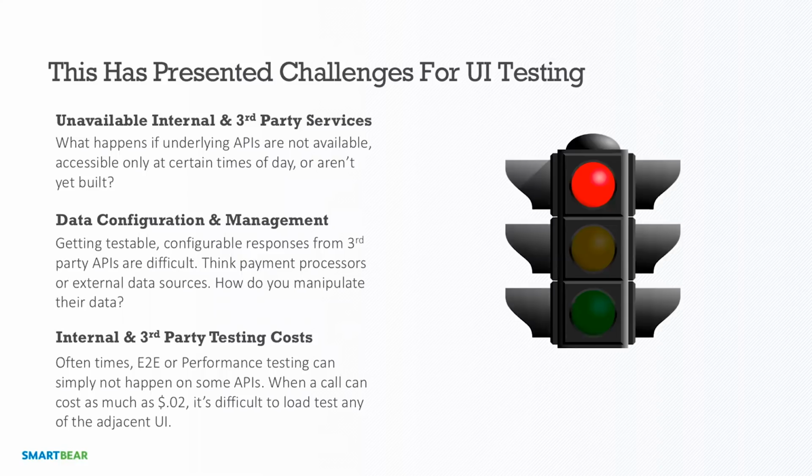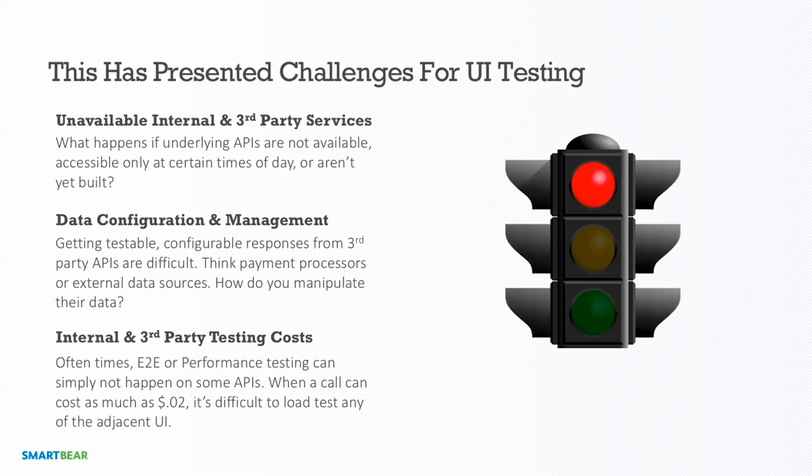That keeps us from being able to test that UI, even if just one piece of the API is missing. Let's say a UI has 10 different APIs making it up. If we're missing just one, that UI is not going to look right. Our UI functional tests are going to fail. So having a modular application architecture is presenting that challenge for UI testers.